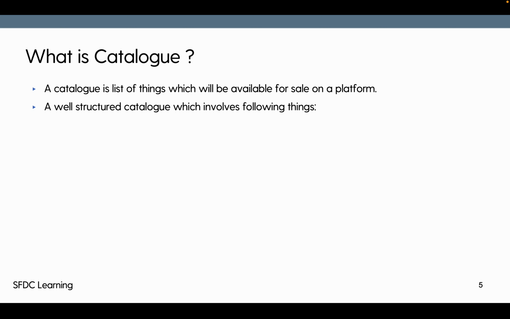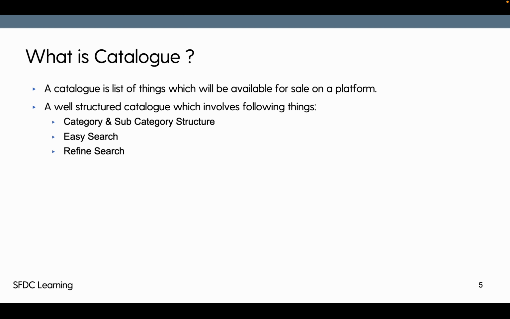A well-structured catalog involves the following: category and subcategory structure. So if we go to any particular website like Amazon or Flipkart, they'll have category and subcategory wise products divided, right? So that's a very first thing that we have to see in catalog. Then an easy search, we should be able to search something if we want, right? We should be easily able to search those items.